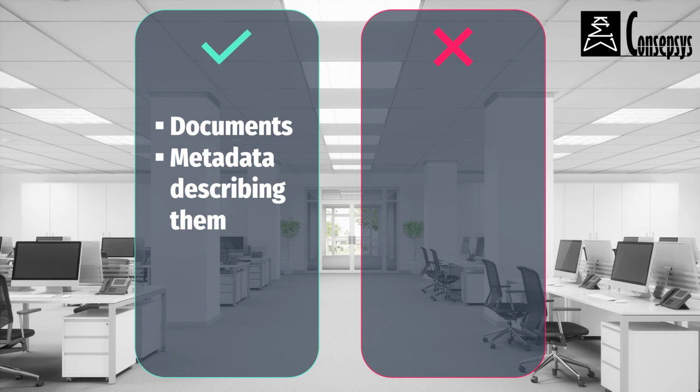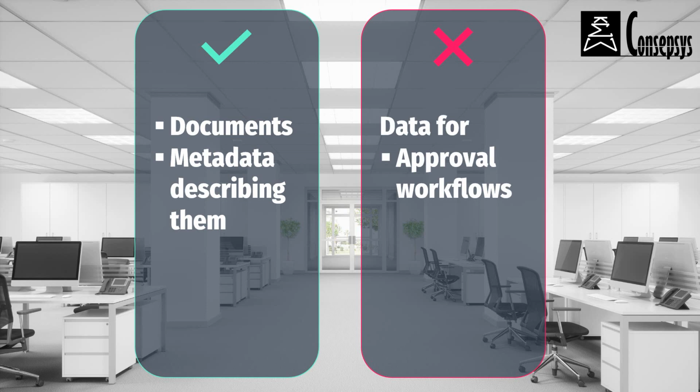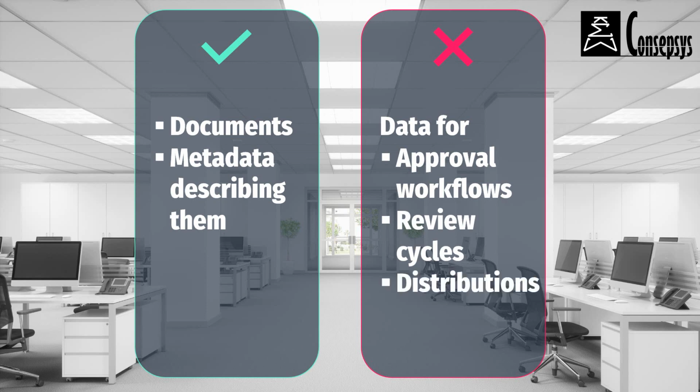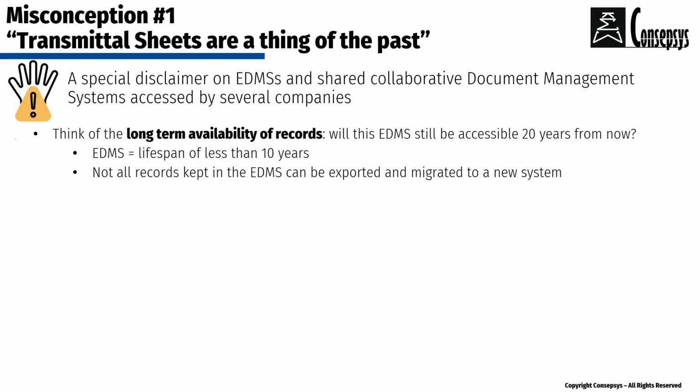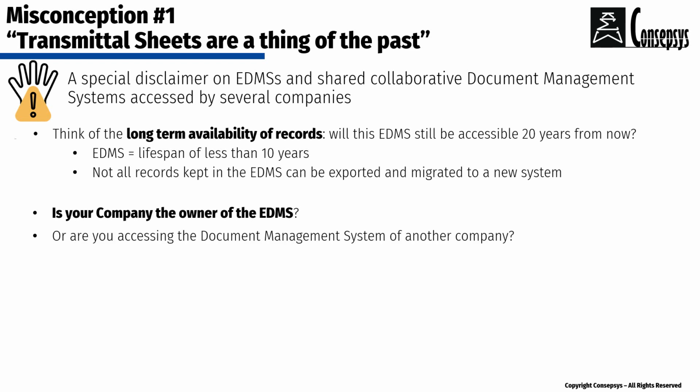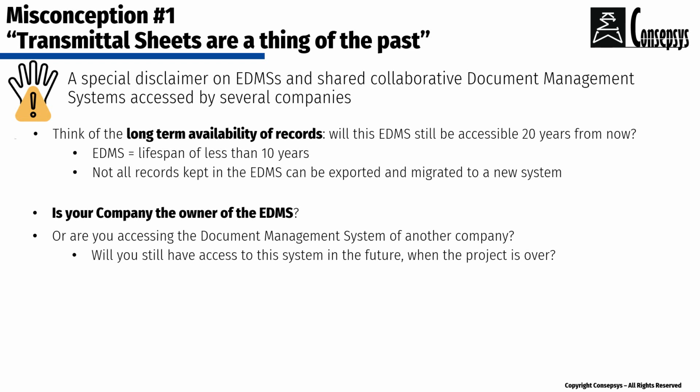Typically, that's data of approval workflows, for example, who approved what, when, as well as who were the reviewers on a certain document, what did they have to say at the time, etc. A second issue to consider is: is your company the owner of the EDMS, or are you accessing the document management system of another company, for example through a shared project database? In this case, will you still have access to this system in the future when the project is over?